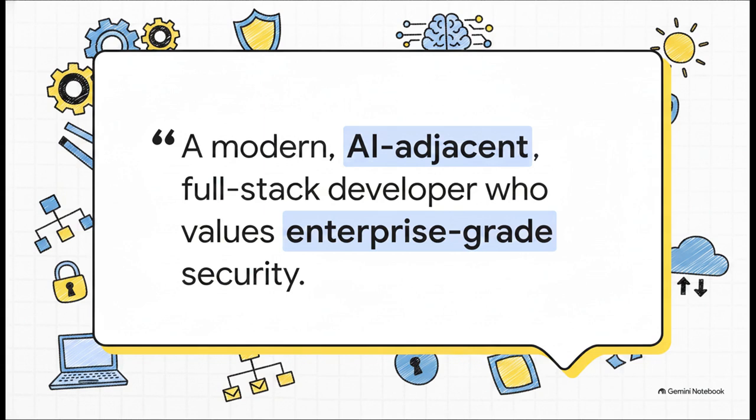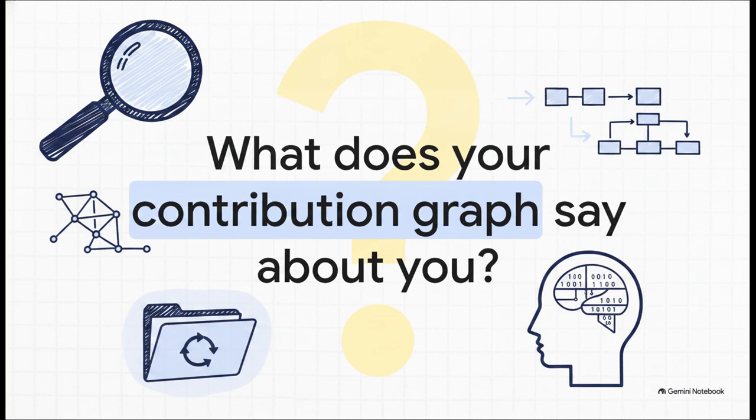Which leaves us with one final and, honestly, pretty provocative question. Now that you've seen firsthand just how much can be deciphered from a static profile, what does your own contribution graph say about your work habits, right? Like if we were to put your public open source ledger under this exact same microscope, what kind of digital dossier would we end up building? It's definitely something worth thinking about the next time you hit push.